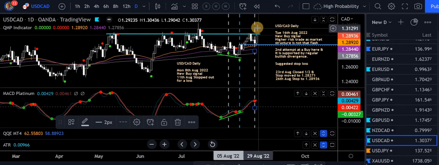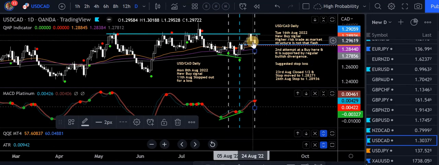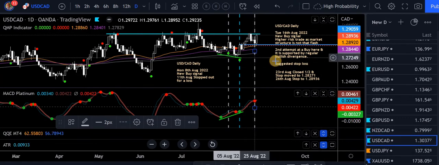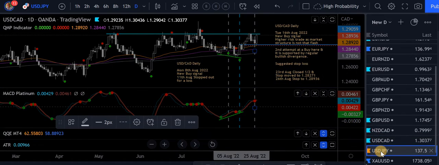So yeah, and it's bounced straight up on Friday back towards the high. So that was a good call on closing half there and locking in some profit. And now it's bounced back right up, and we didn't touch a stop. All good. So it's all USD, Japanese yen.